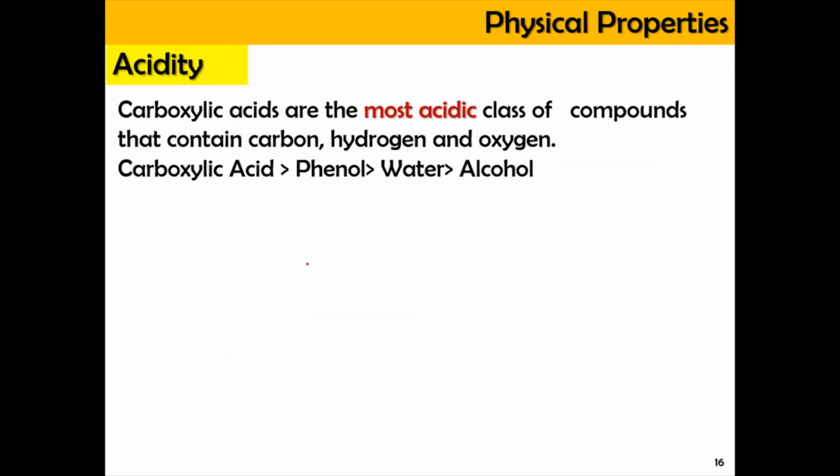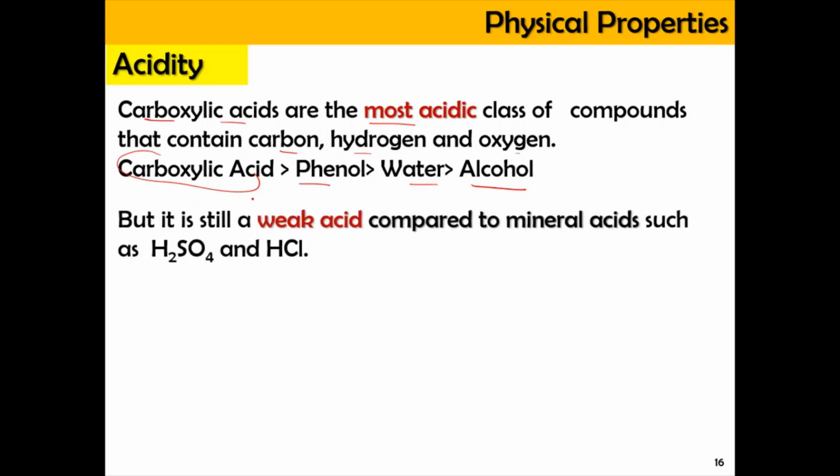Now we're going to look into the acidity of the carboxylic acid. The carboxylic acid is the most acidic class of compound that contains carbon, hydrogen, and oxygen. In this case, the carboxylic acid is more acidic than phenol, more acidic than water, and more acidic than alcohol. However, the carboxylic acid is still considered a weaker acid compared to the mineral acids that you know, for example sulfuric acid and HCl, which is hydrochloric acid.